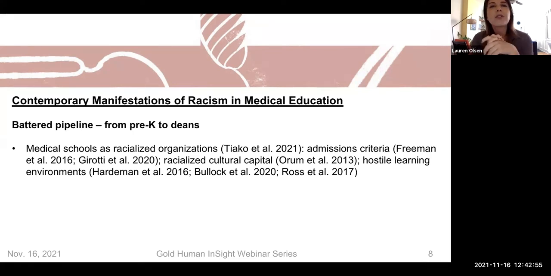And so this research on thinking about how this happens, that's what's really this sort of battered pipeline idea. So the first is what we can think of as all of the inequalities that accrue to underrepresented minorities before being able to even apply to medical school. And so what some of the research has focused on is that this admissions criteria actually is racist by not taking into account all of the structural inequalities that these different groups face.